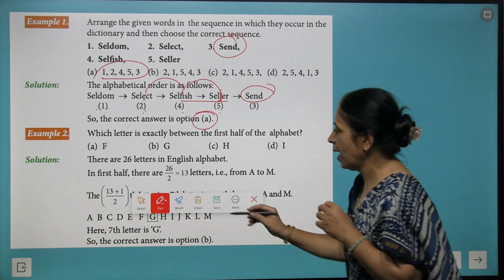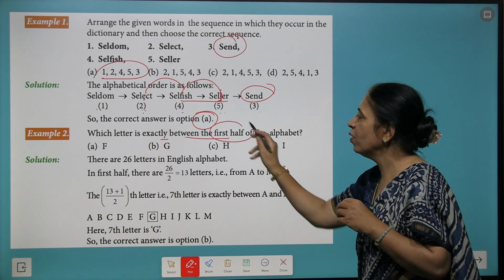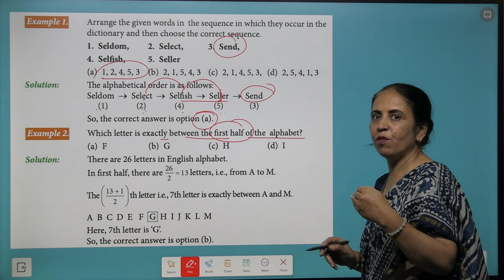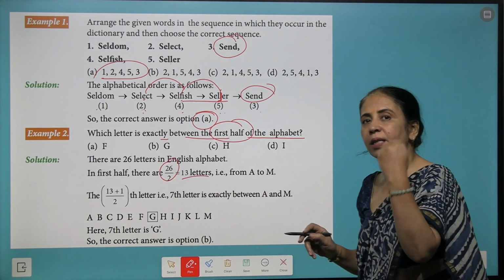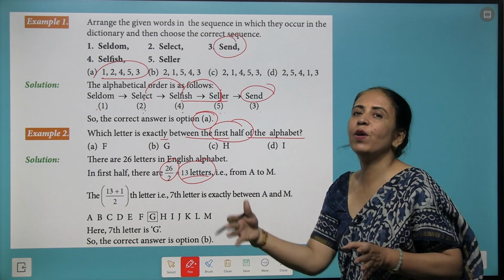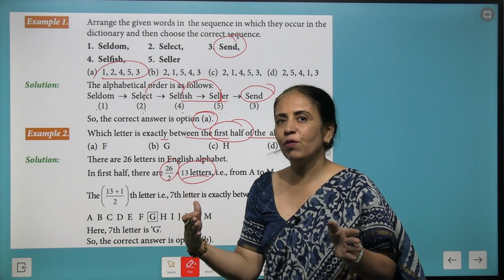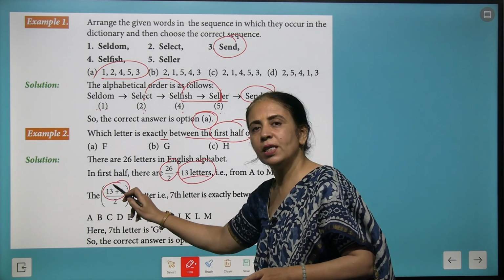Let's take another example. Which letter is exactly between first half of the alphabet? So we know there are 26 alphabets. Let's first divide it by 2. We get 13 letters. And now the question is that midway of 13. 13 is an odd number. Let's make it an even number by adding 1 to it. 13 plus 1 becomes 14.